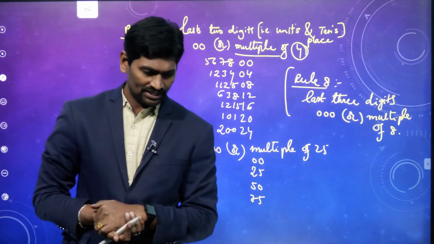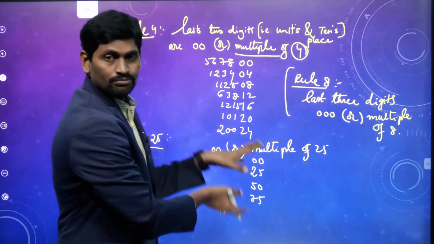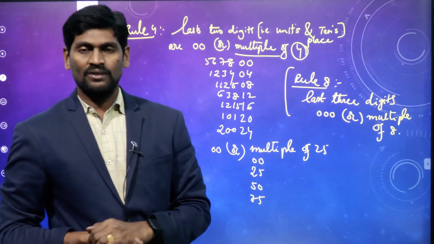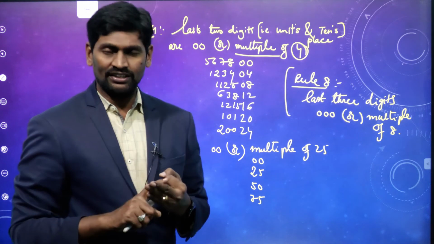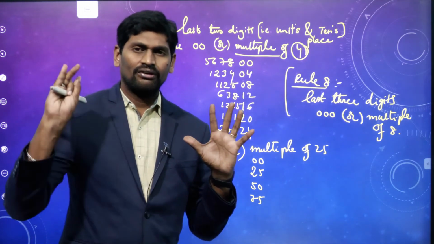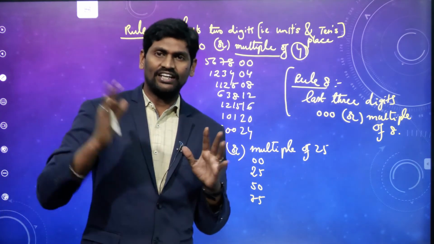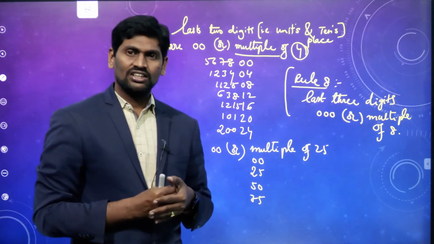Now your task is to write some examples based on these divisibility rules. So we have discussed 2, 5, 10. Next 3 and 9, 4, 25 and 8. Clear? Just learn accordingly, you will get it.